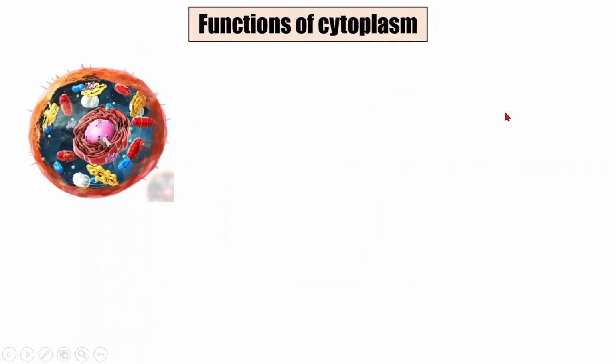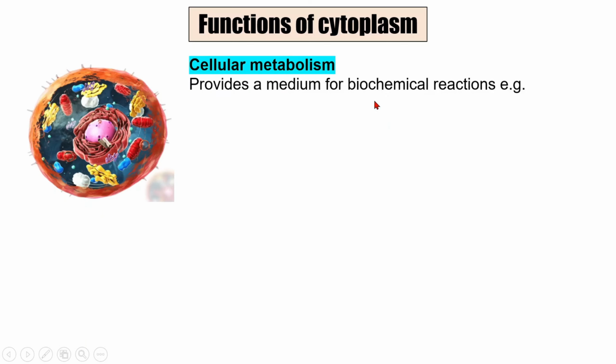What does cytoplasm do? So the first function is cellular metabolism. It provides a medium for the biological reactions. For example, translation. What is translation? You know, DNA is present in the nucleus where it is converted into RNA. That step is called transcription. The RNA then comes out of the nucleus through the nuclear pore into the cytoplasm and is converted into protein. So this step is called translation, in which RNA is converted into protein.